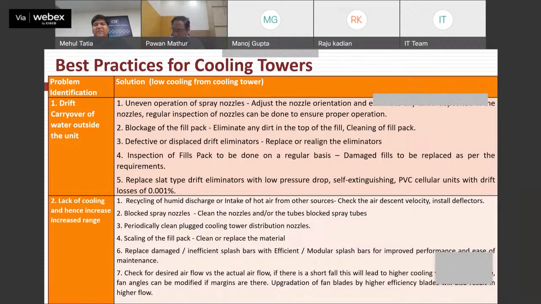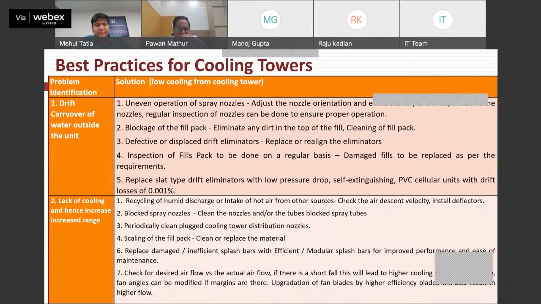And overall lack of cooling and hence increased range is the second or the third problem. That could be because of recycling of humid discharge or intake of hot air from other sources. It could be again due to blocked spray nozzles, plugging of cooling tower distribution nozzles. If those are not cleaned on a regular basis, they may get choked. Scaling of the fill pack is another reason for it. You can always go for efficient splash bars, which improve the overall distribution of water in the cooling towers.